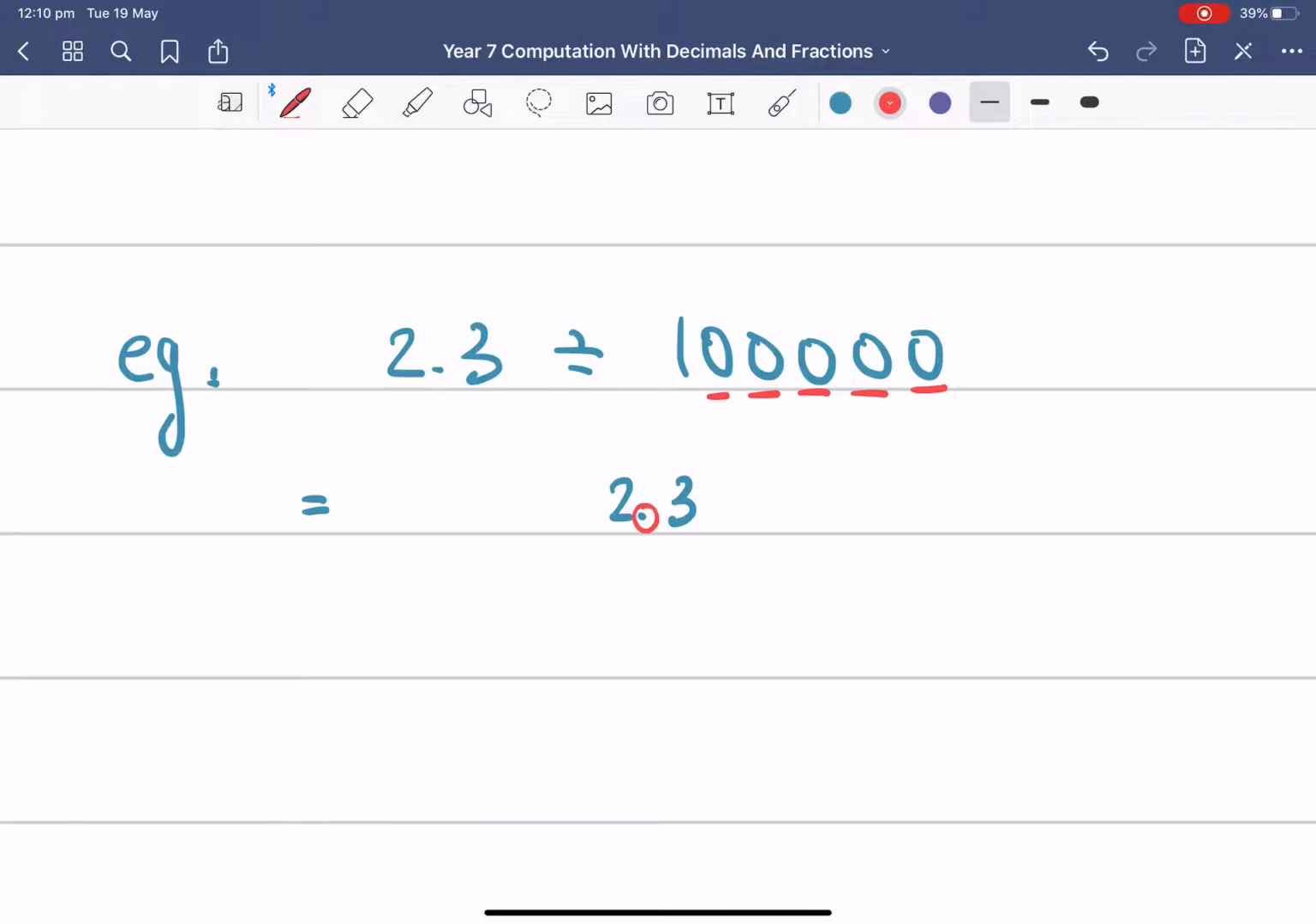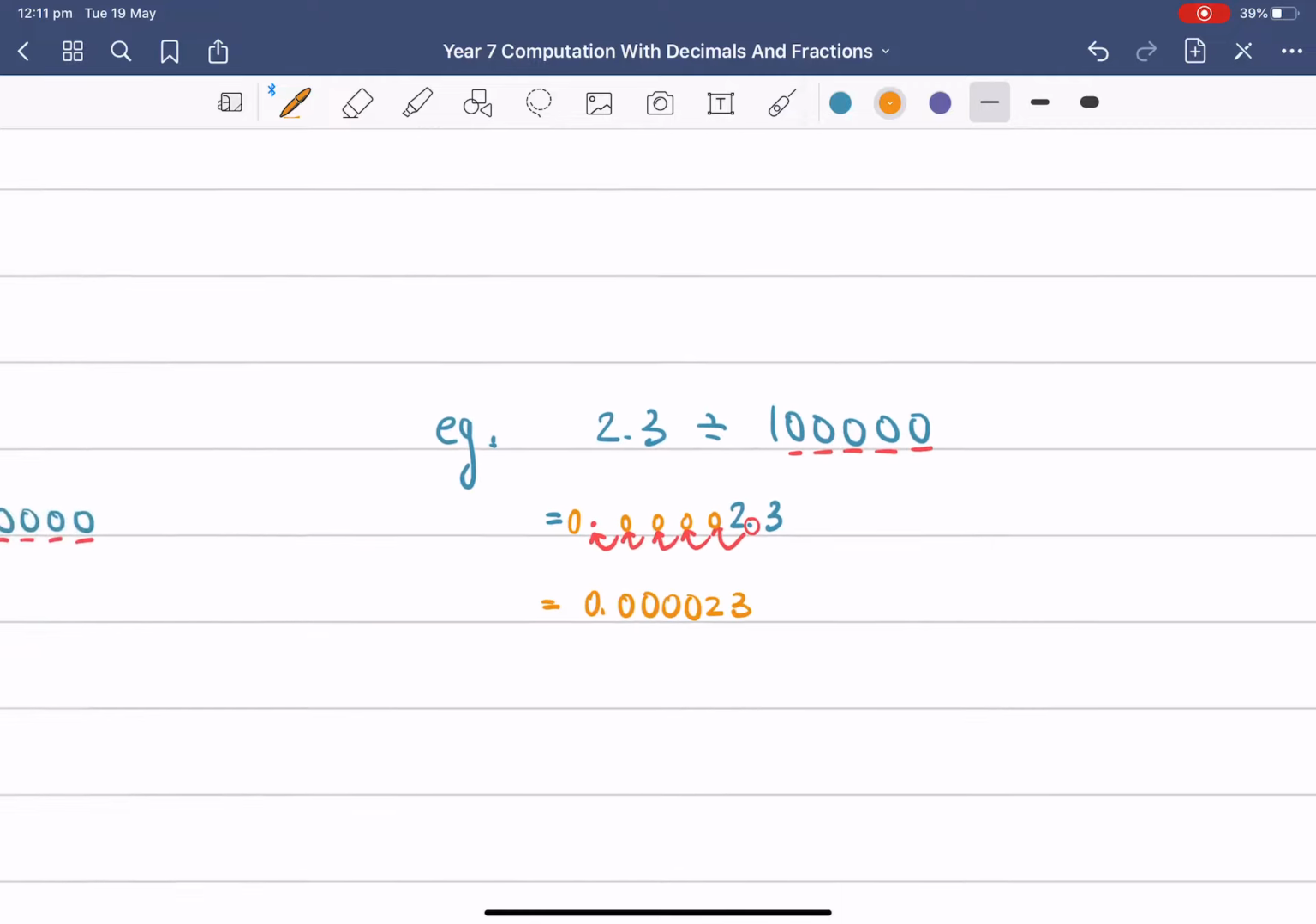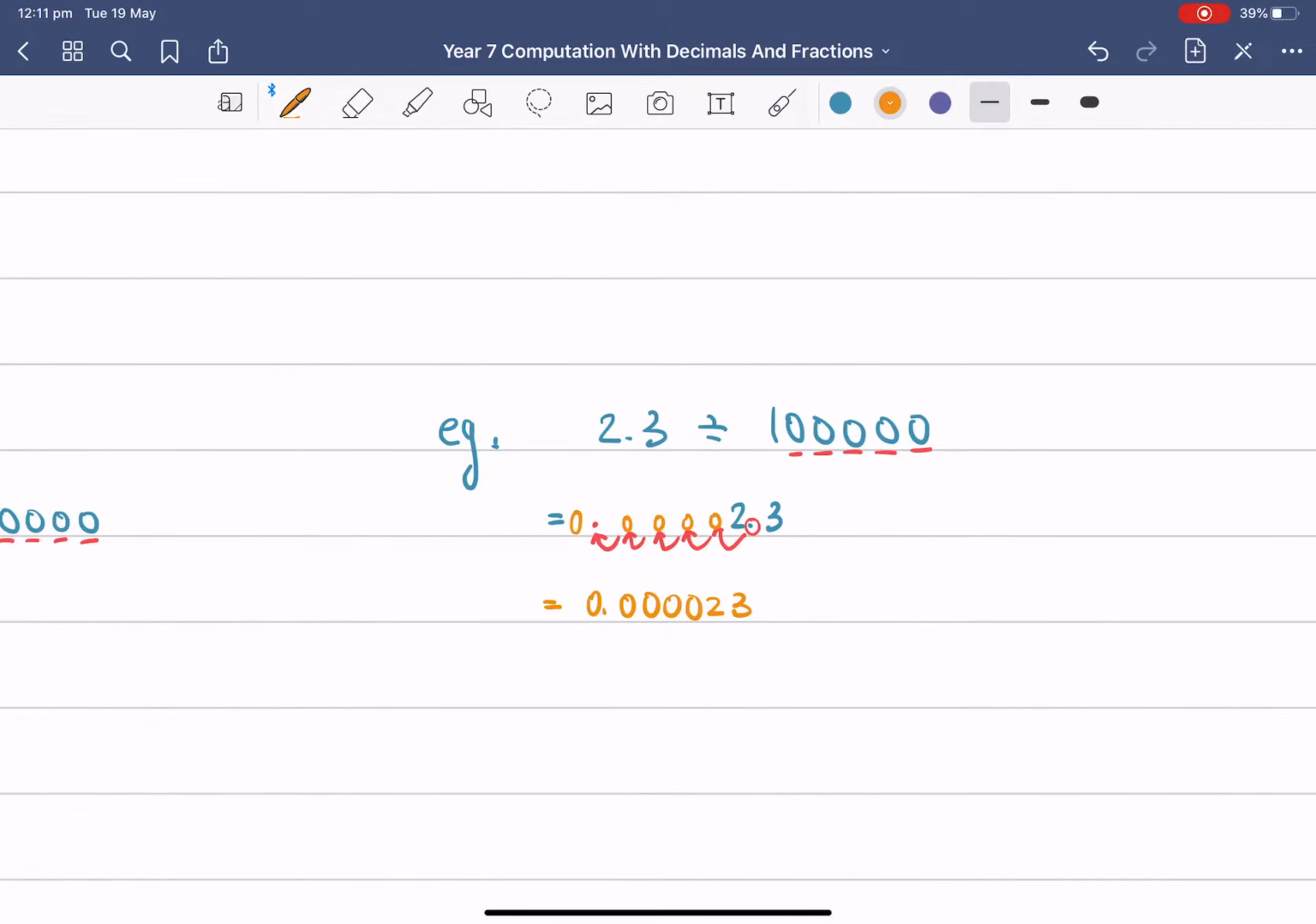5 places to the left. 1, 2, 3, 4, 5. There will be a point here. Now remember what I said before about putting zeros: you're going to put zeros on top of each arrow. That'll be 1, 2, 3, 4. That way you can write your final answer, and it's equal to 0.000023. And this is the best way to work out how many zeros you need right in front of the number.